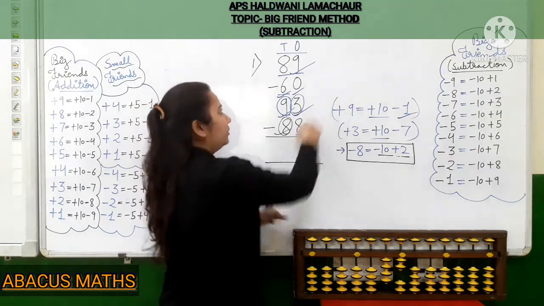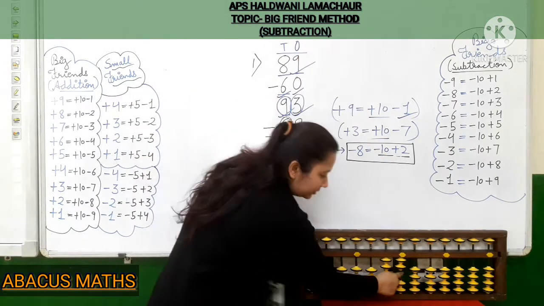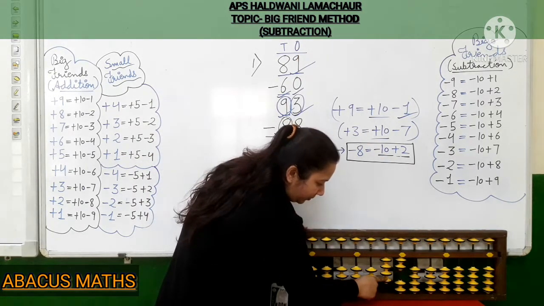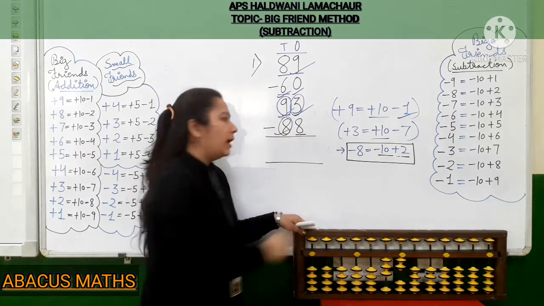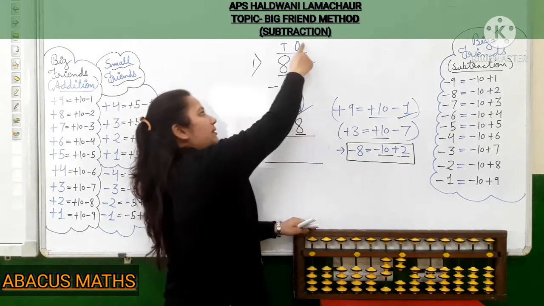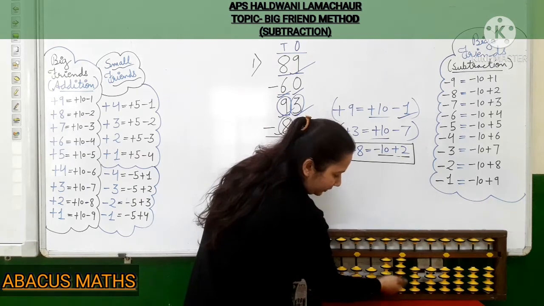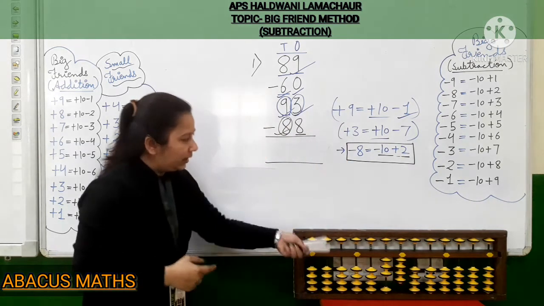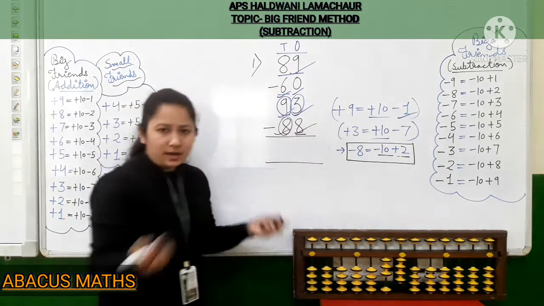See, minus 8 you have to do in one's rod, this rod. So minus 10 you will do from here, minus 10. And plus 2 in the same rod means 10. One's rod, 1, 2. And this is done. And this is your answer.